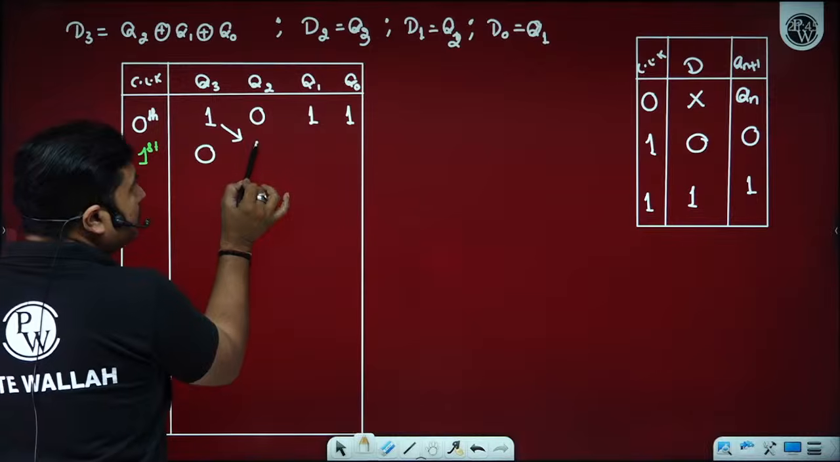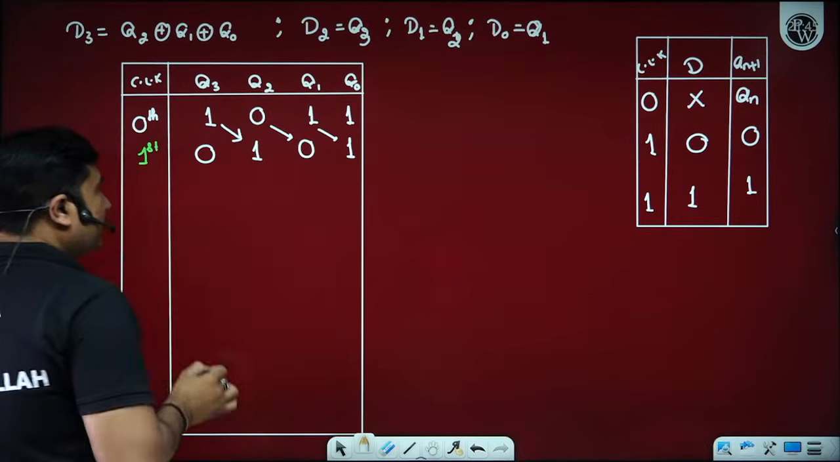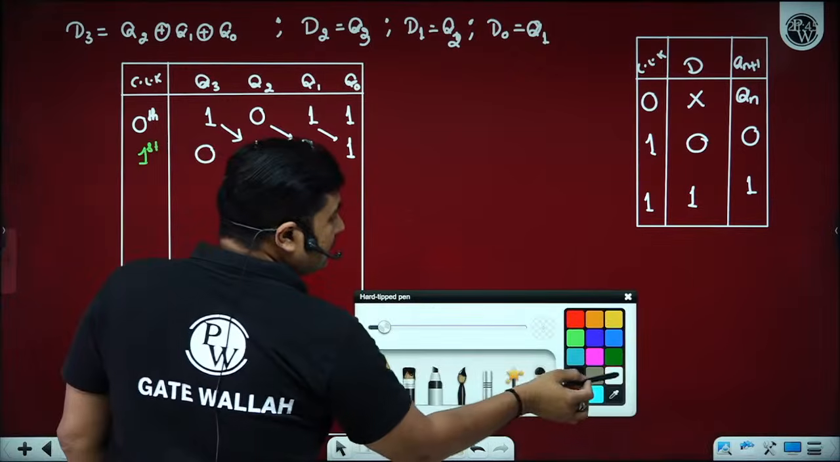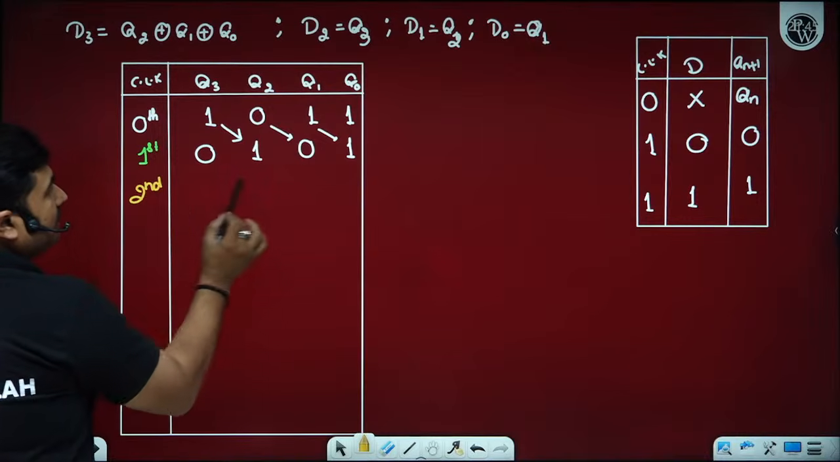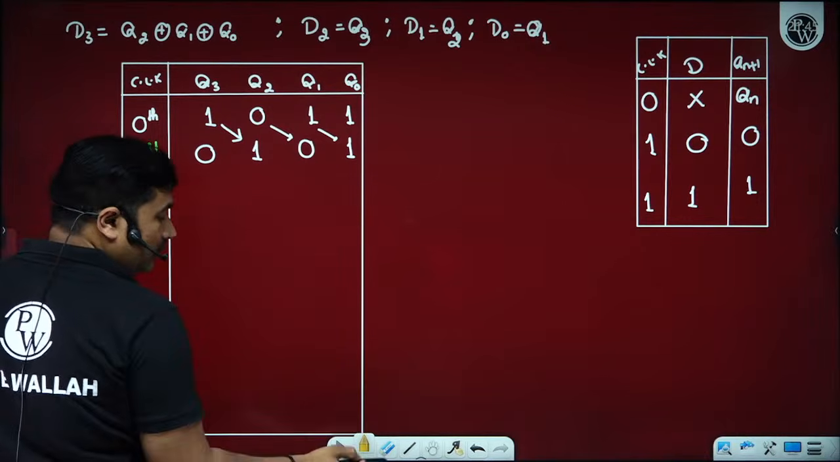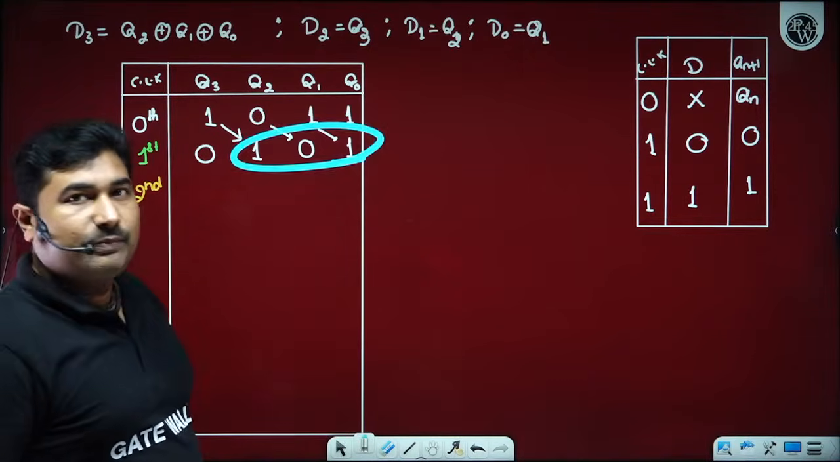This is going to be shifted here. This is going to be shifted here. This is going to be shifted here. After the first clock pulse, the data in the register would become 0, 1, 0, 1. After the second clock pulse, here again, if you observe these three, now these three XOR is the input to D3.